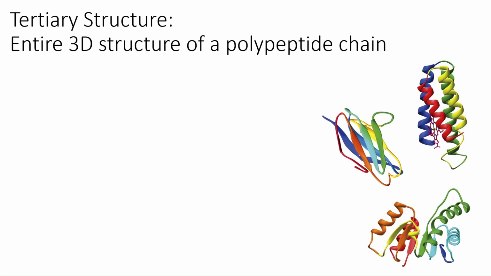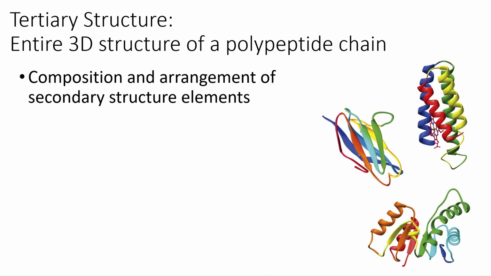So now let's talk a little bit more about tertiary structure. Tertiary structure refers to the entire 3D structure of a polypeptide chain. It includes the composition and arrangement of secondary structure elements.